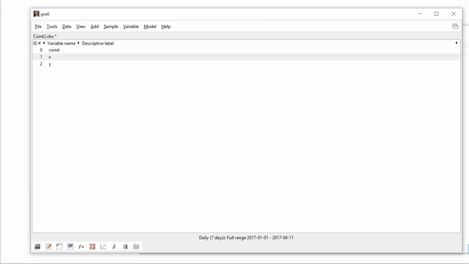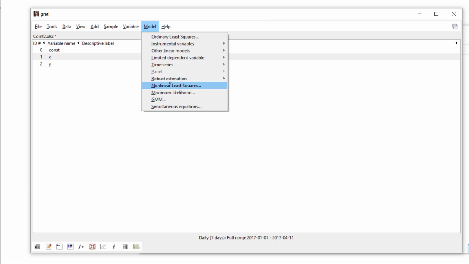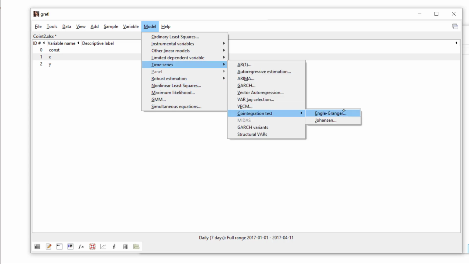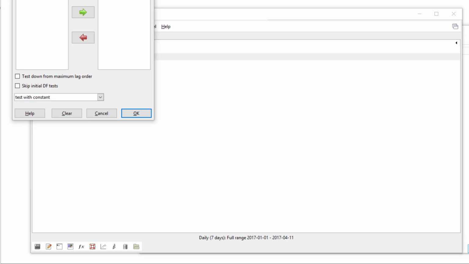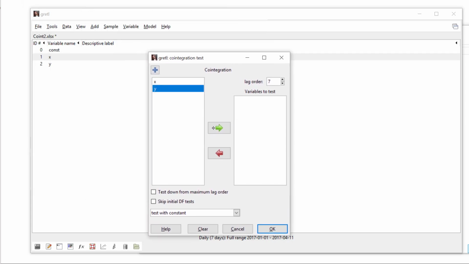Testing for cointegration in Gretl is just equally simple. In this case, I'm only doing it for one data set, the data set where they actually are cointegrated. Model, go to time series, and then you find the cointegration test here. The Engle-Granger is the one we want to do. Put the dependent variable first, like this. Gretl will also actually do the initial Dickey-Fuller test, just checking the first condition that these two are actually non-stationary. I know that they are non-stationary, so let's just skip that.